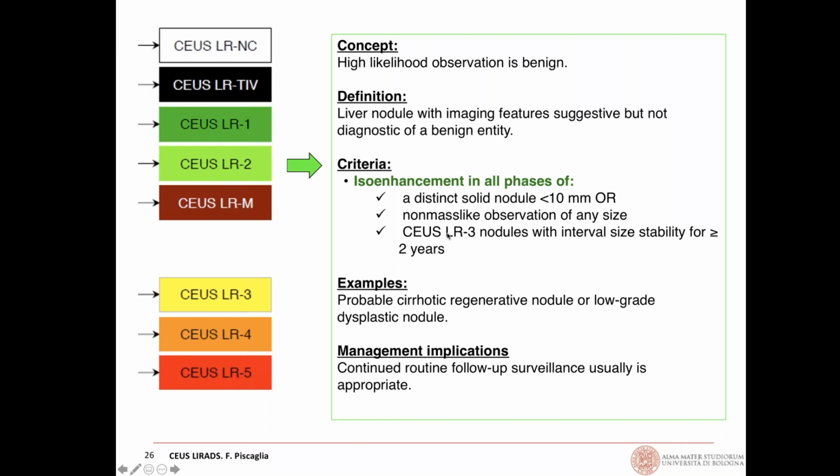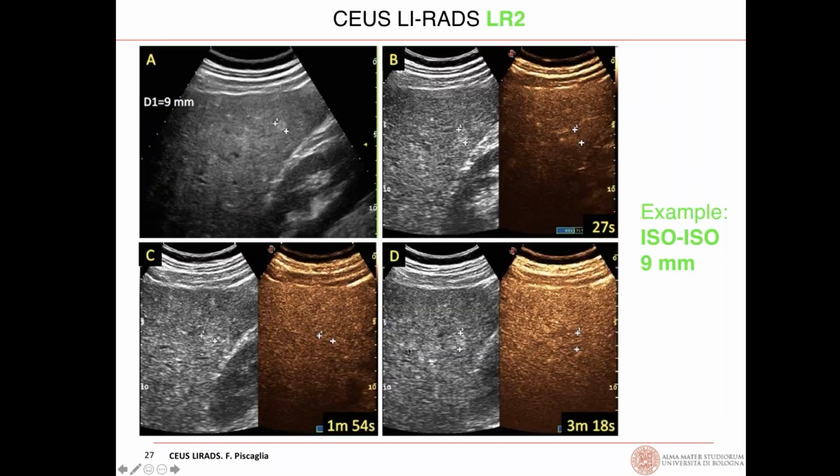So this can be downgraded to LR2. And these usually correspond to cirrhotic regenerative nodules or low-grade dysplastic nodules. And in this case, we continue follow-up as usual.